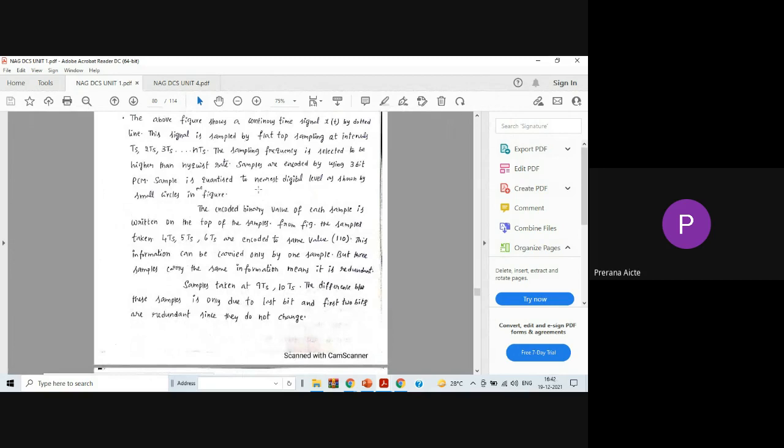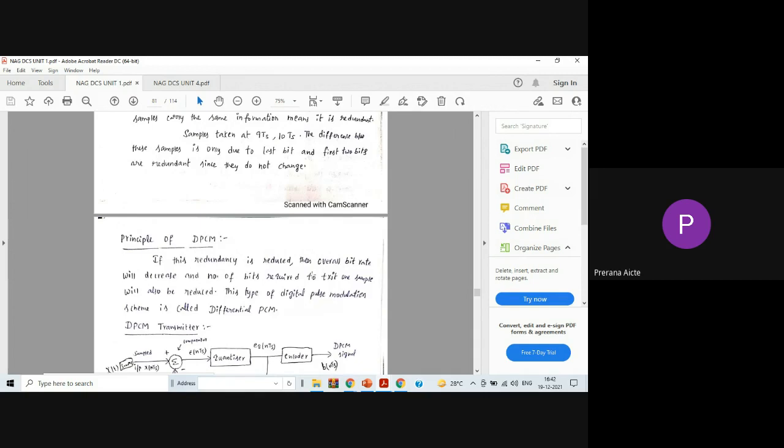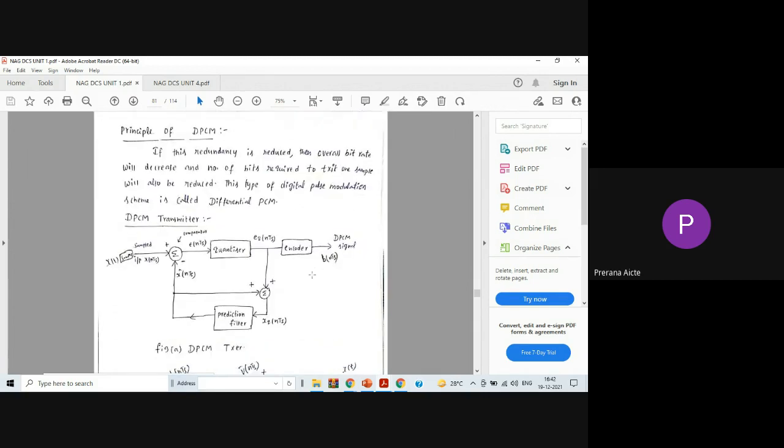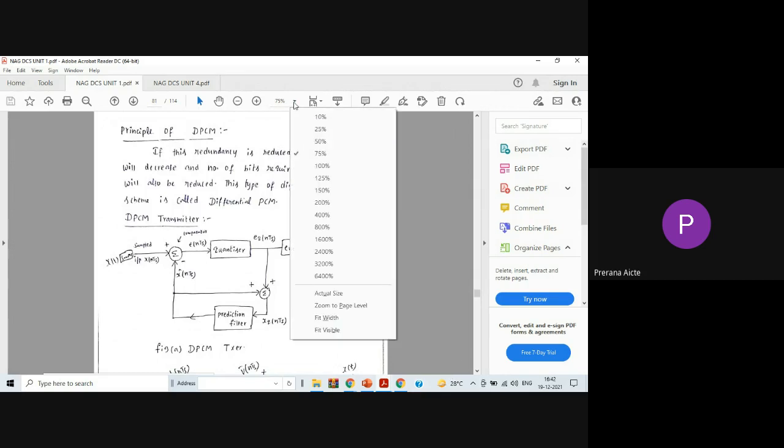If you look at this, the samples taken at 4Ts are encoded to the same value. So information is carried only by one sample, but the 3 samples carry the same information. It is redundant. So to avoid the redundancy and reduce the bandwidth, we are going for a technique which is called differential pulse code modulation.